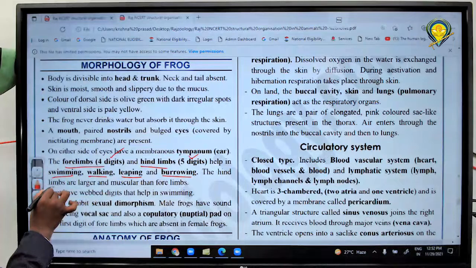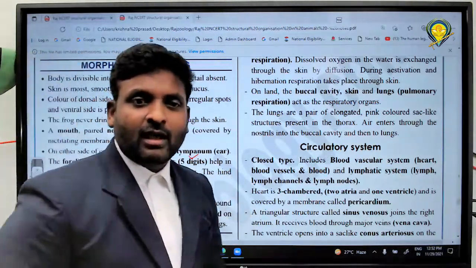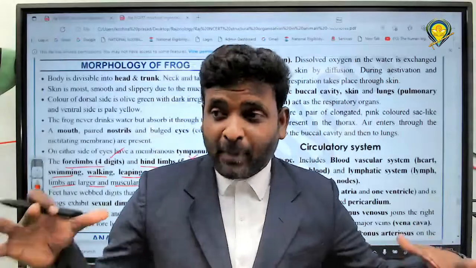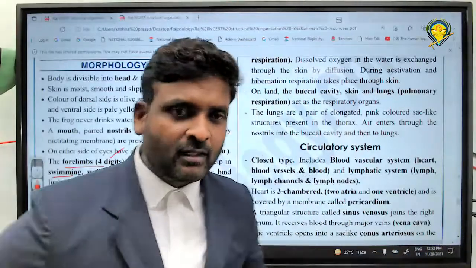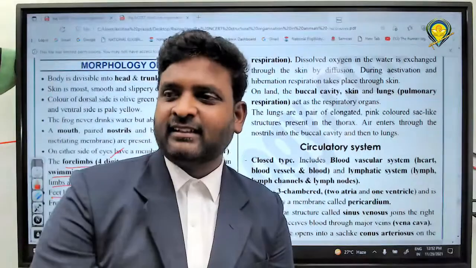Next one, the hind limbs are larger and muscular than the forelimbs. Hind limbs should be larger and muscular, right? Which helps in locomotion or jumping, right? Next one, feet have webs or not? And webs help in what? Swimming. Even if we have them here, there is no chance of sinking.